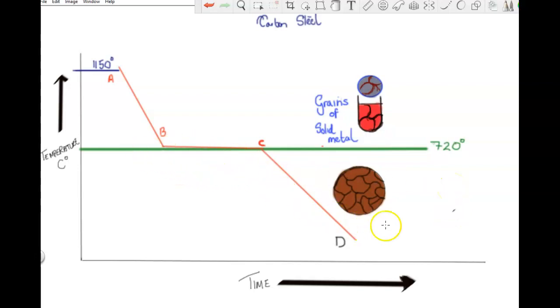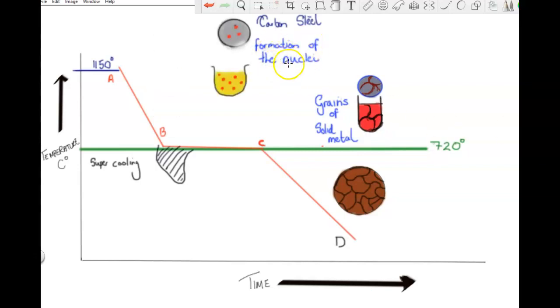Now this is all well and good. There are methods in manufacturing where they use supercooling, and it's between this point B and C. What they do is for a moment or two they just cool everything so that the growth of the nuclei is greater. So the formation of the nuclei, right, more nuclei are formed, and therefore you have a better grain structure.